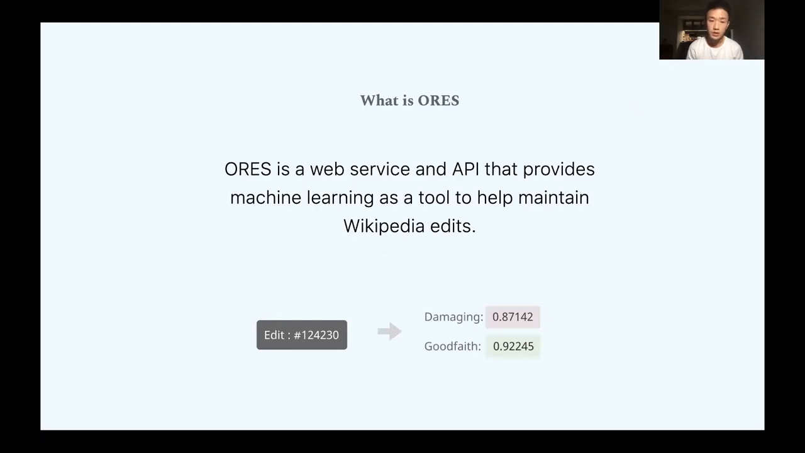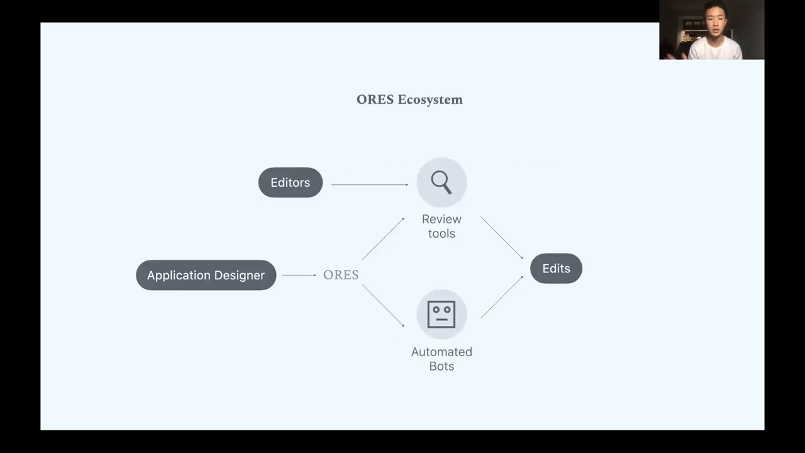So what is ORES? ORES is a web service and API that provides machine learning as a tool to help maintain Wikipedia edits. As you can see in a simple example, ORES can take in an edit ID and then output a damaging score and a good faith score. Using those scores, the developers or application designers in Wikipedia will be able to build tools to really maintain Wikipedia edits. So this is an ecosystem.